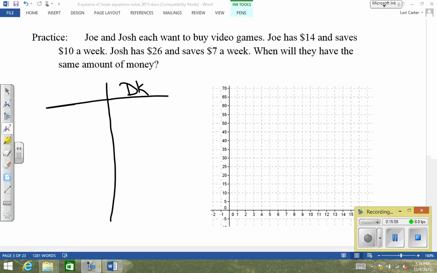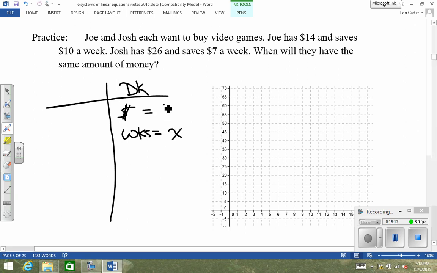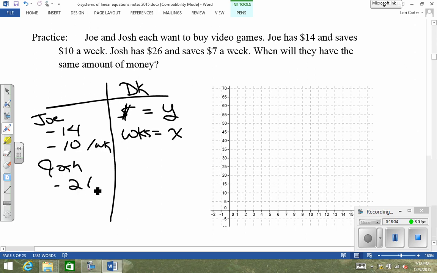Don't know side. This is what I should see. I don't know how much money, and I don't know how many weeks, right? It's time. And if you're going by X's and Y's, time always goes on the X. So this is your X, and your money is your Y, if you're doing X and Y. Okay, what do you know about Joe? He has 14. He saves how much a week? $10 per week. Okay, what do we know about Josh? Has 26. What's he save? 7 per week. Okay, how do I write that into an equation?